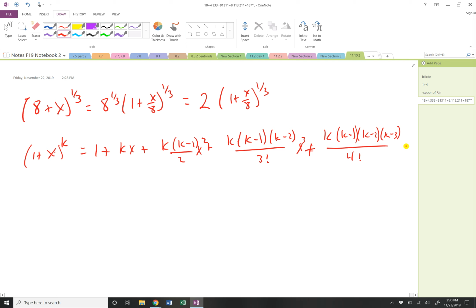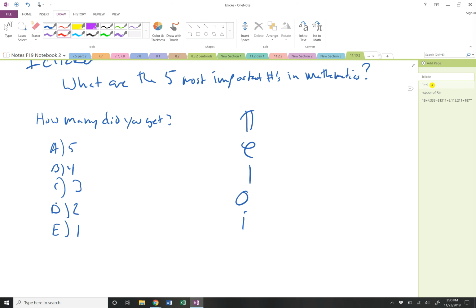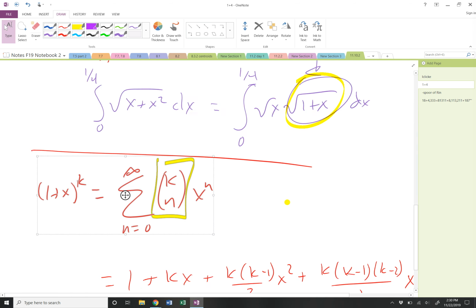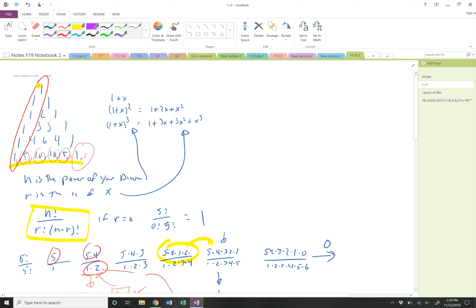It's the way the binomial coefficient is defined, but it also fits the pattern that we saw here. Like those are always, the first term's always 1.